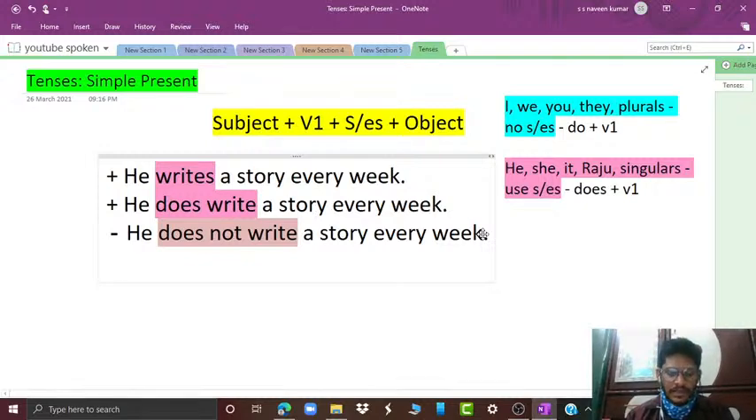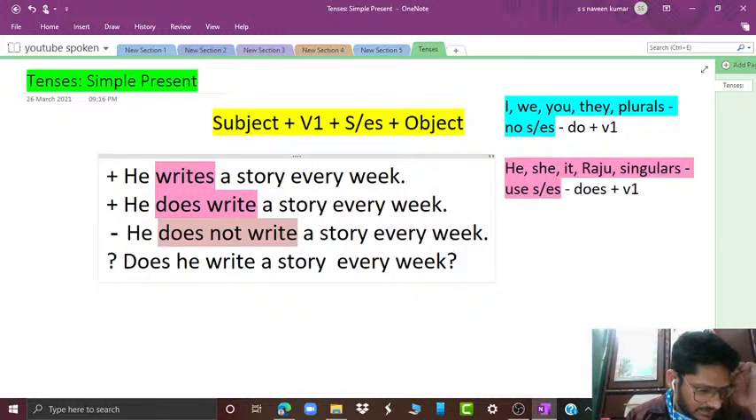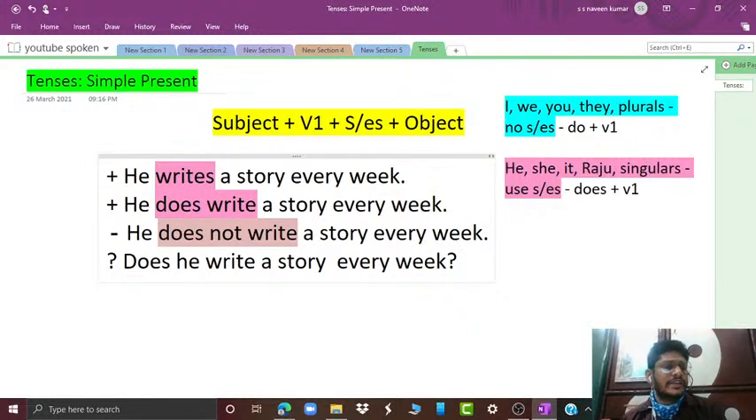Next, question form. When we want to write the question form, we take this helping verb forward. So simply we write, does he write a story every week? Does he write a story every week? Yeah, that's fine. So positive, negative, question form we can write like this. Does he write a story every week?